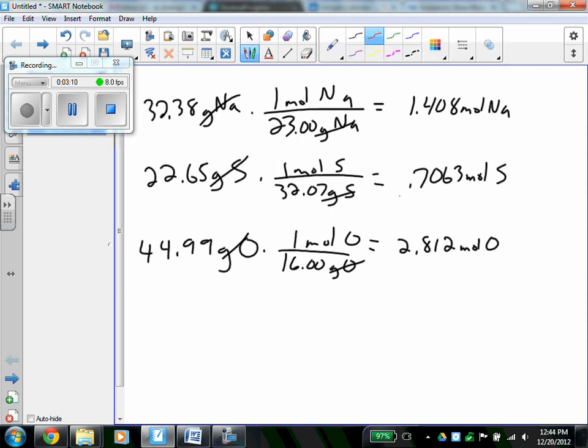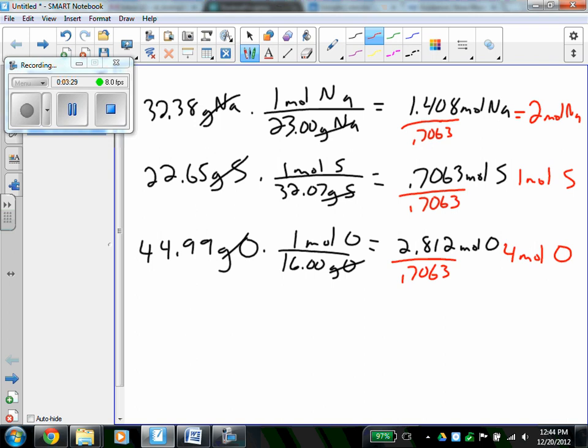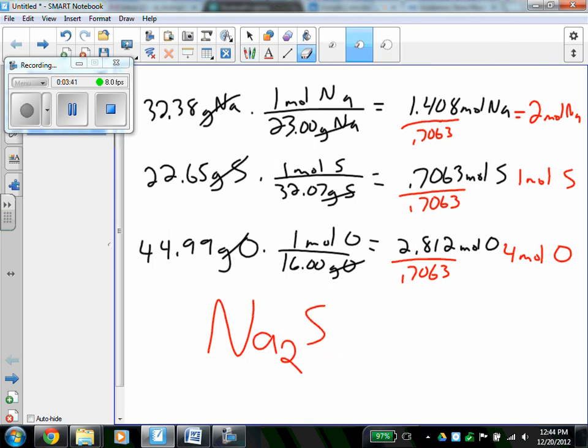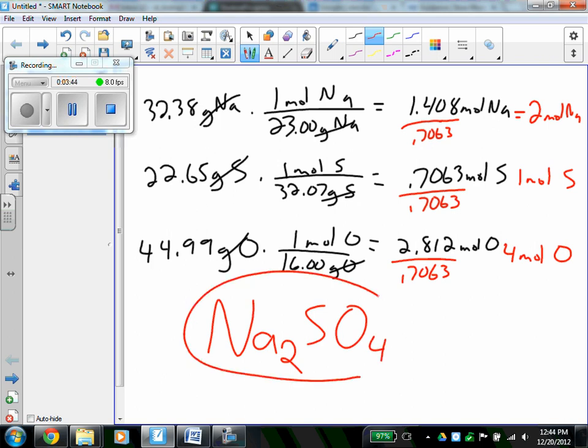So I'm going to divide everything by 0.7063. That gives me roughly 2 moles of sodium, 1 mole of sulfur, and 4 moles of oxygen. And now we have enough information for us to write our empirical formula. I notice that I have 2 Na's, a sulfur, and 4 oxygens. That's my empirical formula, sodium sulfate, Na2SO4. That's it, okay? Let's try another one.